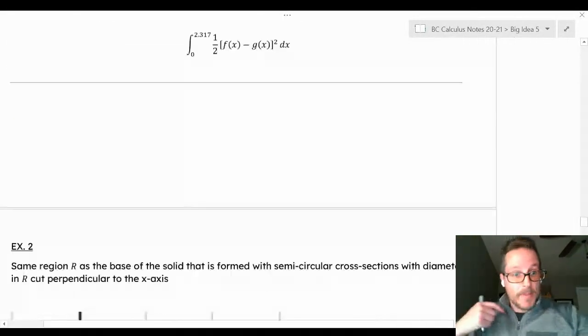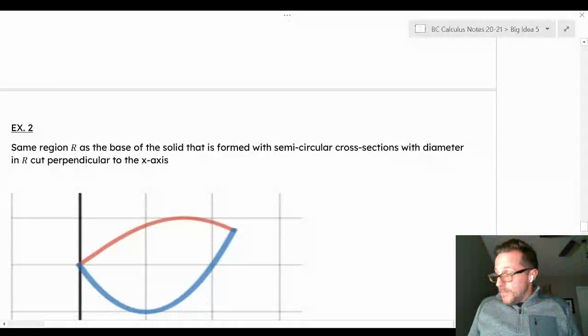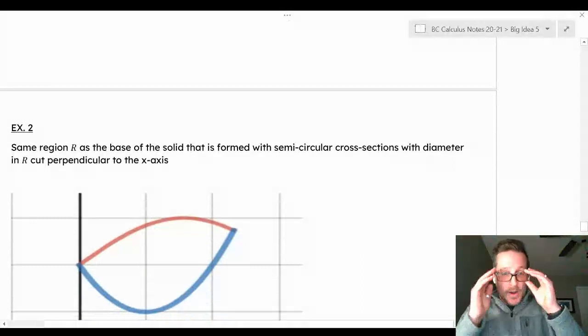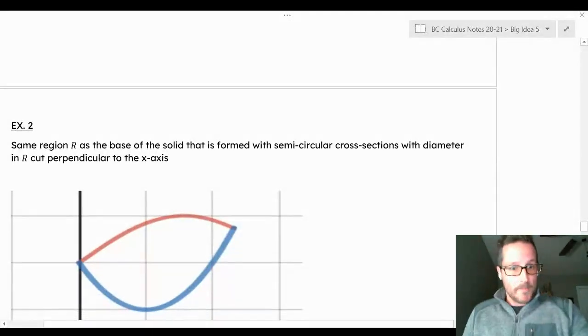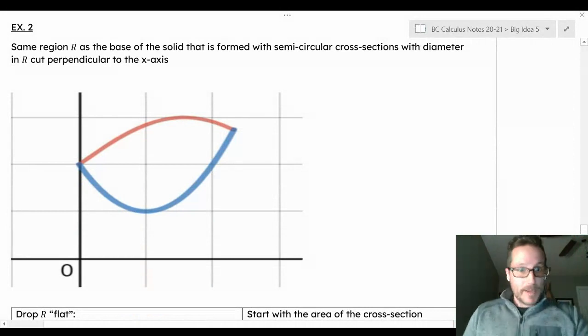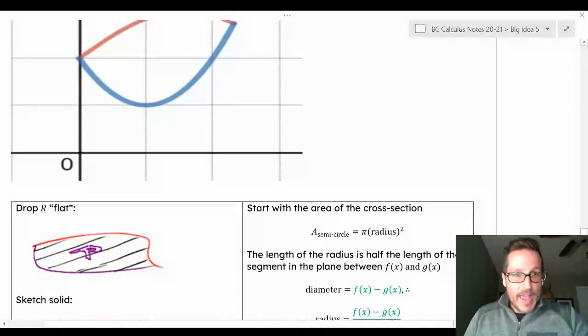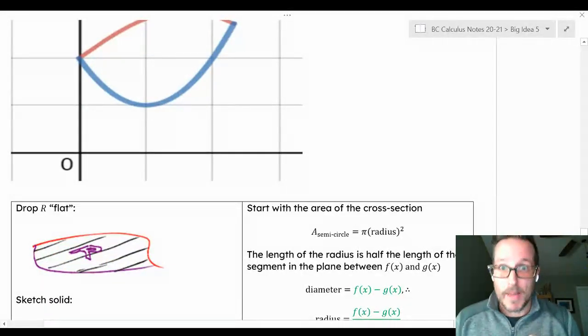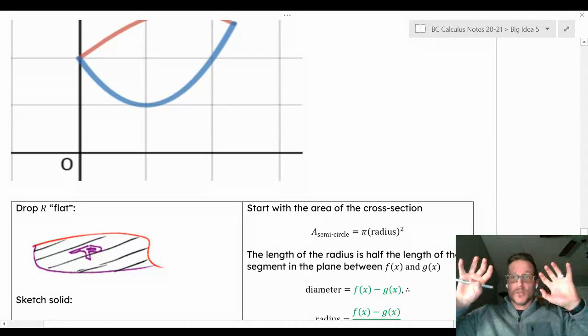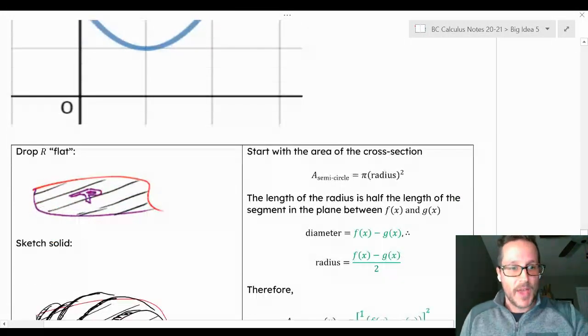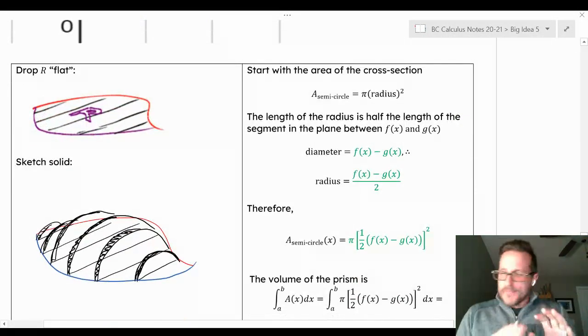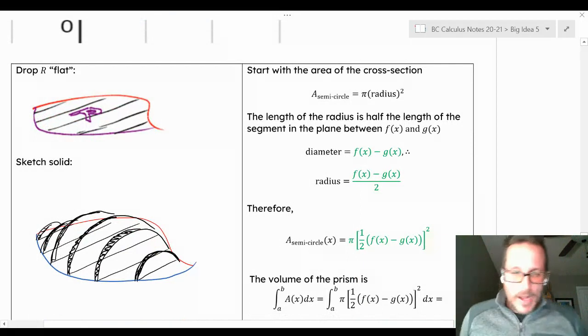So let's see maybe a different shape. Okay, same base. F is on top, g is on bottom. We're going to cut perpendicular to the x-axis. We're going to drop it flat, but this time we're going to have semicircles come out of the page. So semicircles are going to be building off of that region. Here is a rendering of what that might look like.